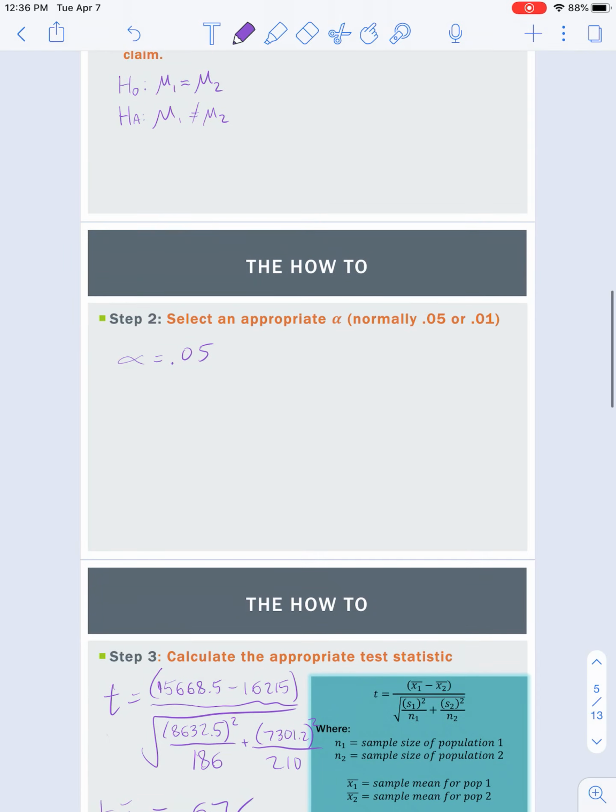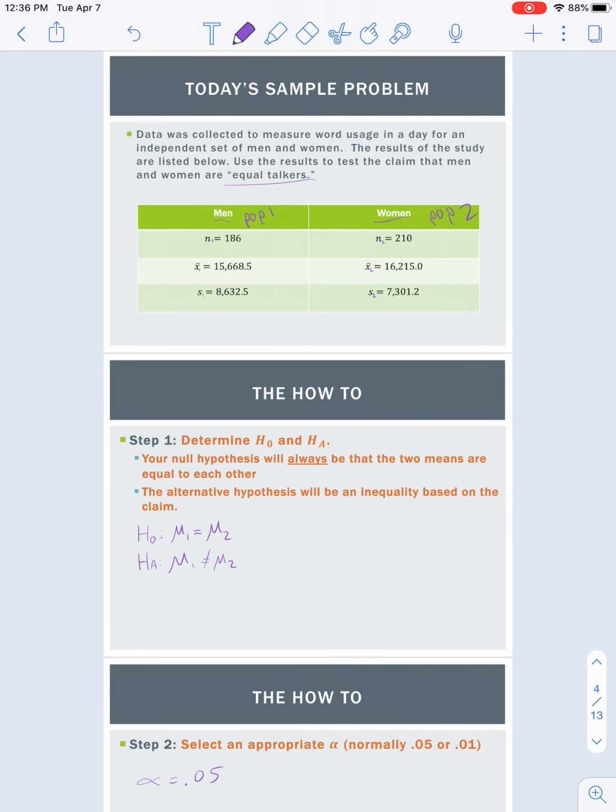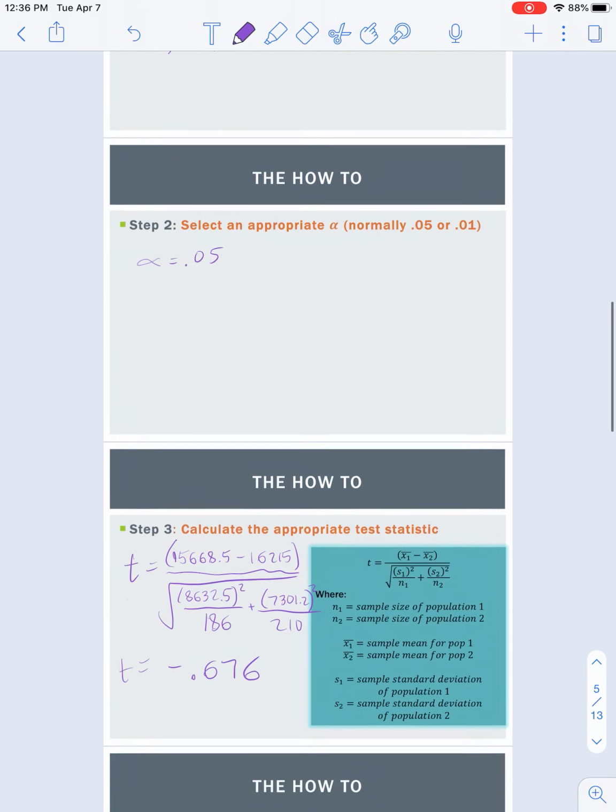Now significance level, they didn't tell us a significance level for this problem, so I chose to use 0.05 because this doesn't seem like the most significant problem in the world, that we're life or death and have to worry about it being a 0.01.